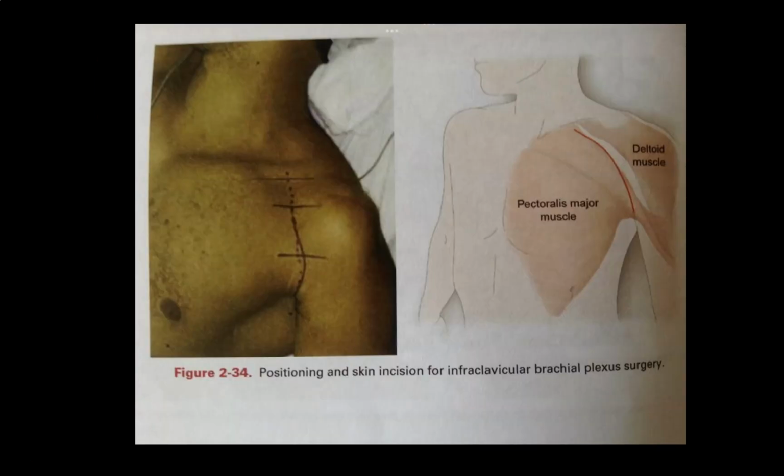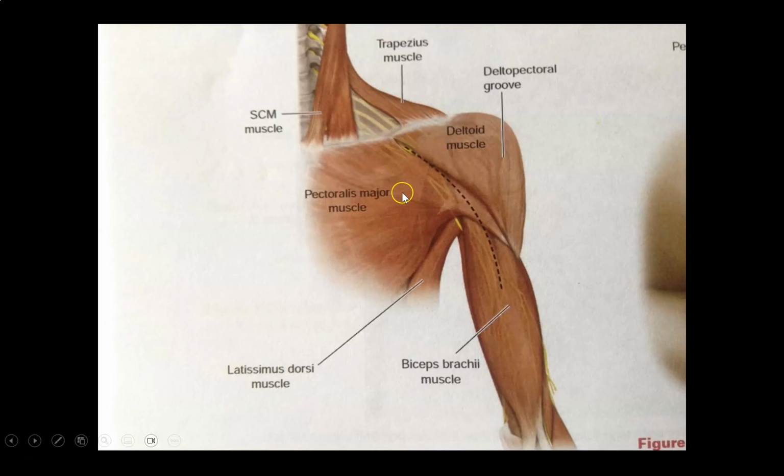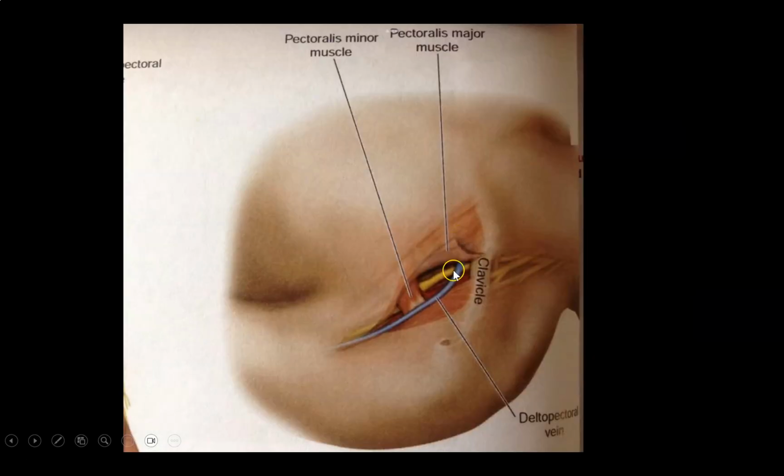You do your incision here between the deltoid and the pectoralis major. If you reflect the pectoralis major down, which is inserted from the clavicle, you start to see the pectoralis minor and the clavipectoral fascia.